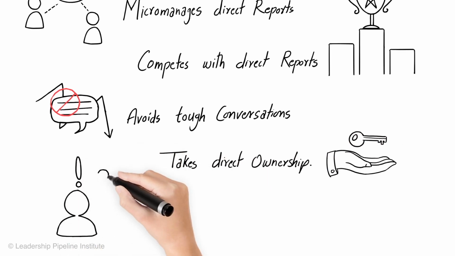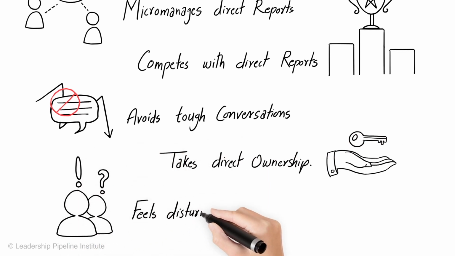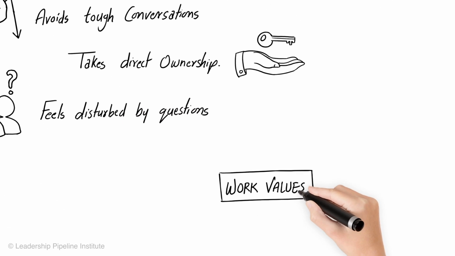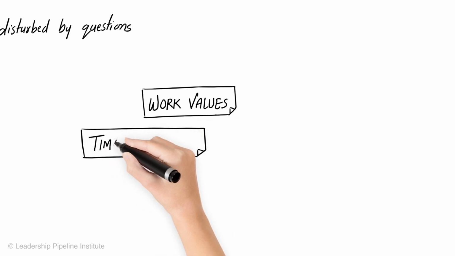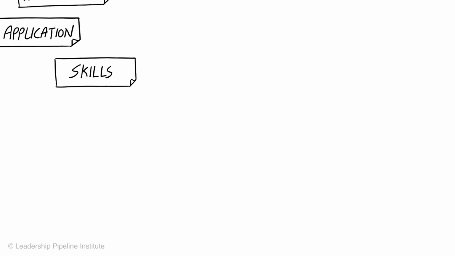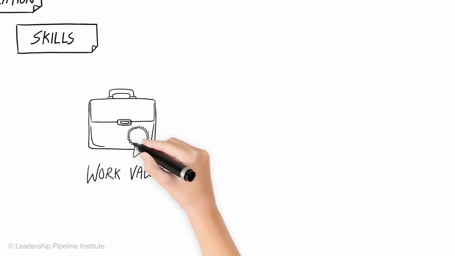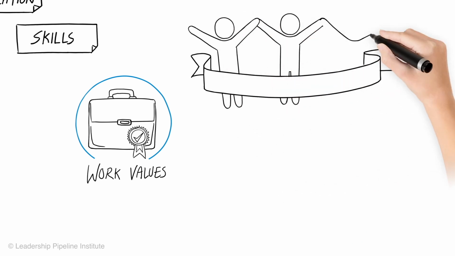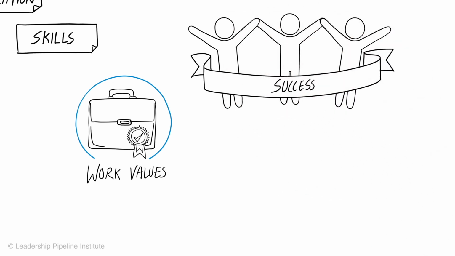Feel disturbed by questions from direct reports instead of viewing these questions as a possibility to coach and develop them. So, in order to be successful as a leader of others, how should you adjust your work values, time applications, and skills? Work values. You need to start valuing the success of others the same way you value your own success. As a leader of others, you are the team.